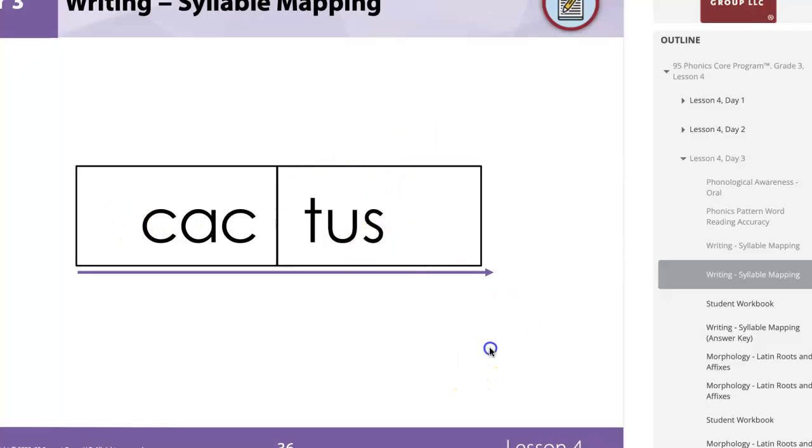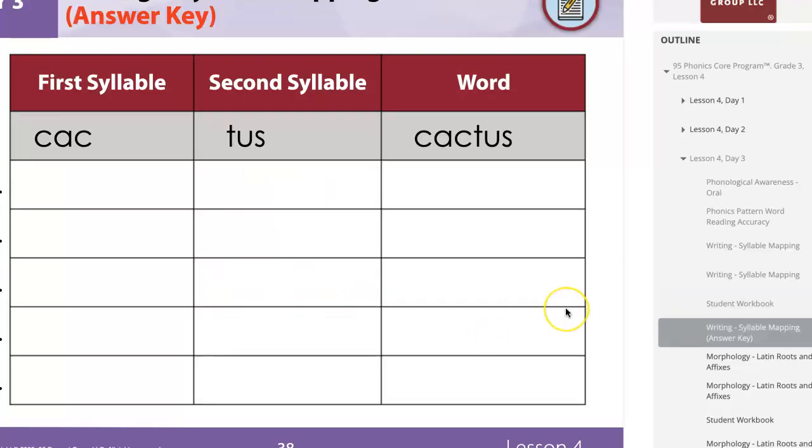What's the word? Cactus. Excellent job. Now, on your paper you have a blank, and you're going to put the first syllable in this first column, and you're going to put the second syllable in the second column, and you're going to put the whole word in this last column. Alright? We're going to say this all together, and the sub, you can pause the screen at the end to let everyone get caught up and copy this down.